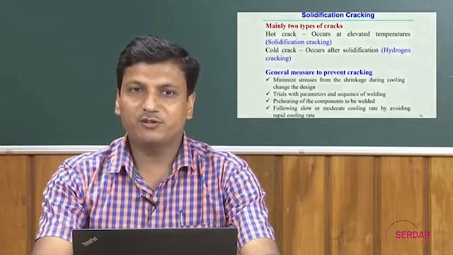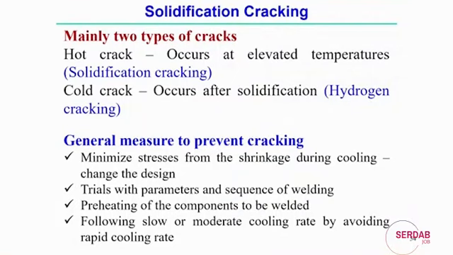So, in solidification cracking, mainly there are two types of cracking we generally observe during the welding process. One is the hot cracking process that occurs at very high temperature, and that is also known as solidification cracking. Another is the cold cracking that occurs after solidification. Sometimes it is also known as hydrogen cracking. These two types, hot cracking or solidification cracking and cold cracking or hydrogen cracking, are generally observed during the fusion welding process.